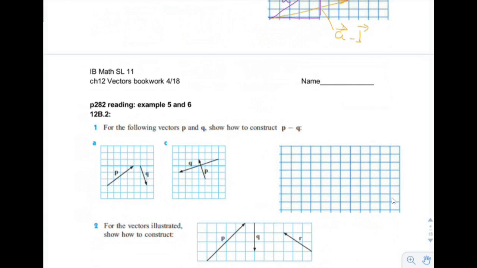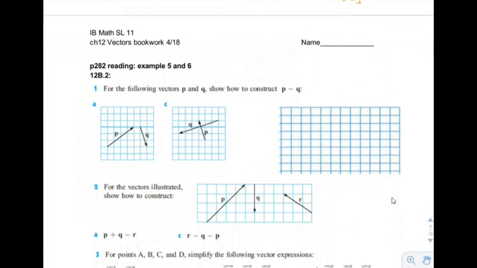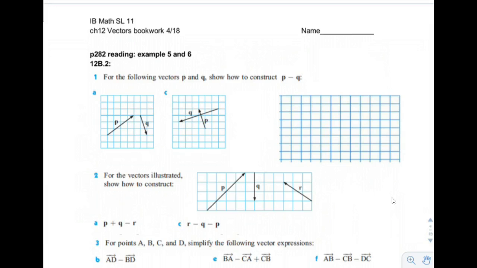Page 4. For the following vectors P and Q, show how to construct P minus Q.